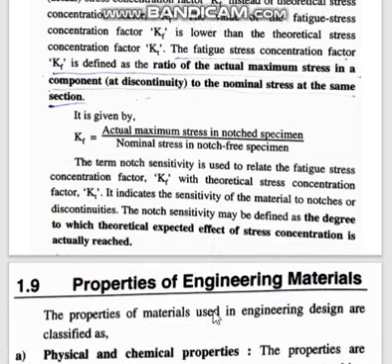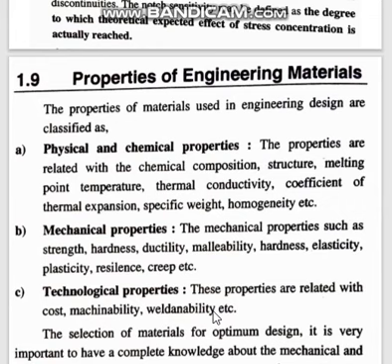Now come to the next point. This is properties of engineering materials. Actually you studied mechanical engineering materials, MEM, two semesters previously. Now we are only going to revise these things. Materials have various properties. They can have physical properties, chemical properties, mechanical properties, technological properties, and other properties.